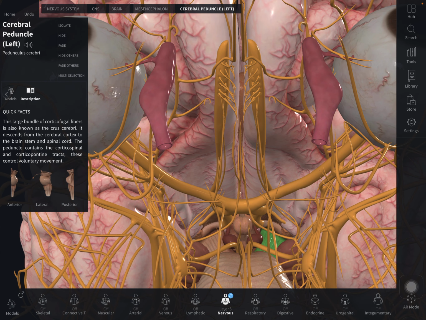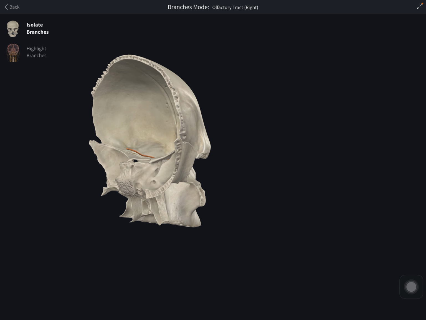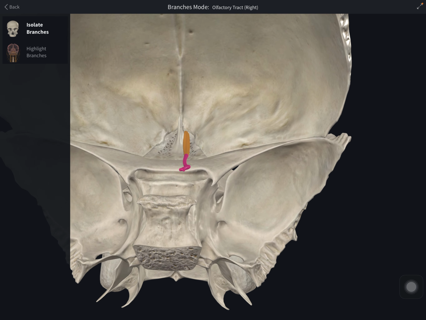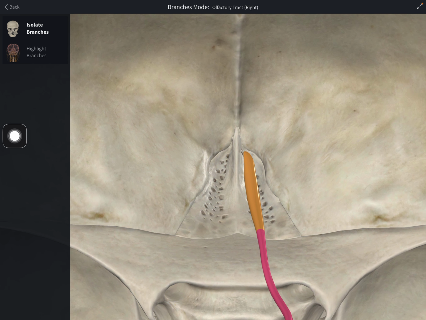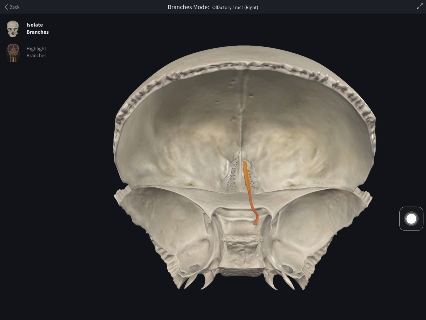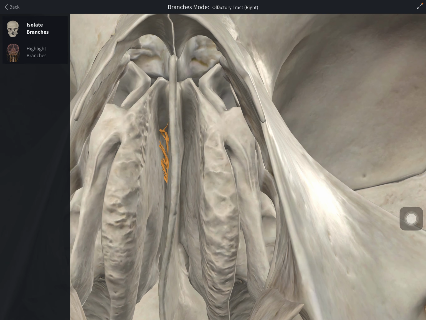When I isolate this olfactory nerve, you can see inside the skull, the olfactory nerve comes all the way up to this ethmoid bone, and the small holes that you see is the cribriform plate of ethmoid bone. This nerve branches in this place and enters into the nasal cavity here. You can see these are the branches of this olfactory nerve. So it's a nerve of smell.